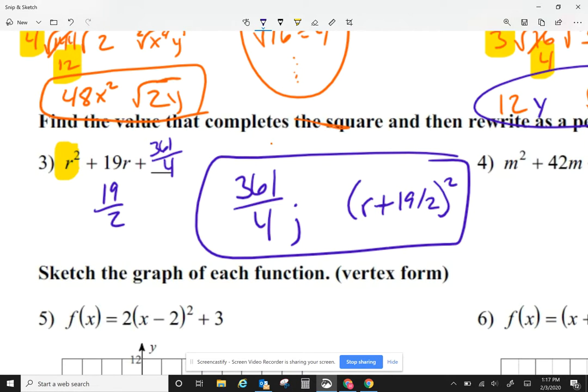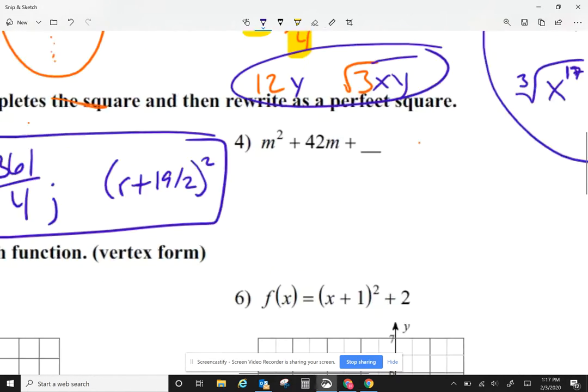I think of what's half of the middle term. As long as my first term is 1, what's half of the middle term? And then square it. That's what completes the square. All right, let's take a look. What if I don't have fractions?